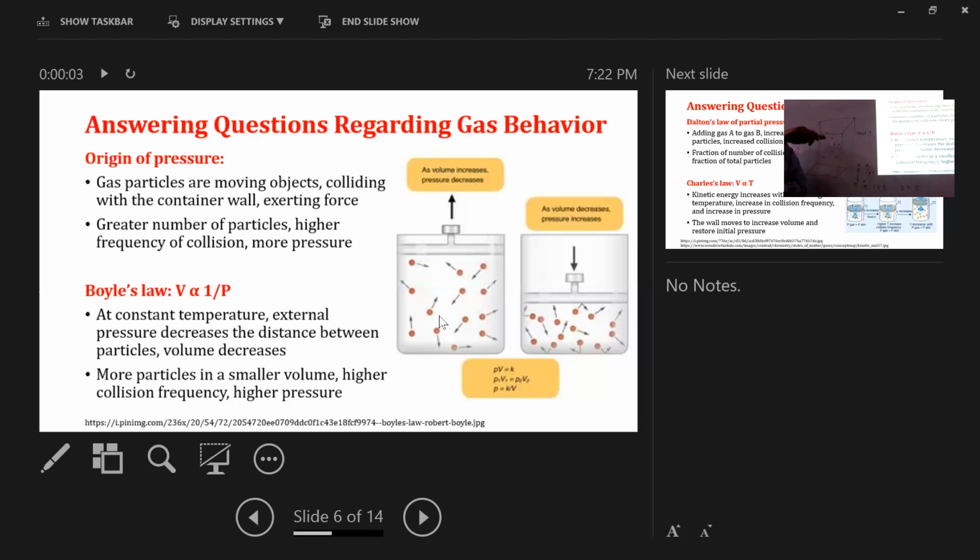Therefore we can have this type of formula. That means Boyle's law: the volume is inversely proportional to the external pressure, or inversely, the pressure is inversely proportional to the volume. So if you have a smaller volume, the pressure of the molecules is higher because we have more molecules in a small volume. Therefore, we will have a higher possibility of the molecules colliding compared to this one.